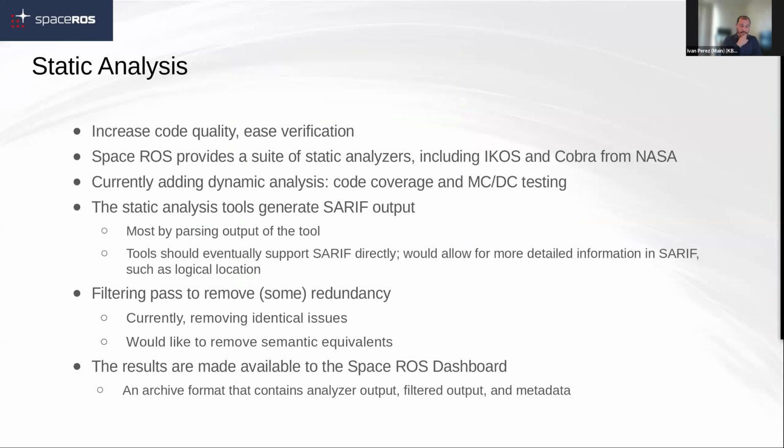Now, part of what Space ROS tries to address is providing assurance for robotics. And one of the biggest pushes, especially originally in Space ROS, was in static analysis, in providing tools for static analysis of the code. Space ROS includes ICOS and Cobra, as well as other tools. ICOS is a NASA tool for static analysis.